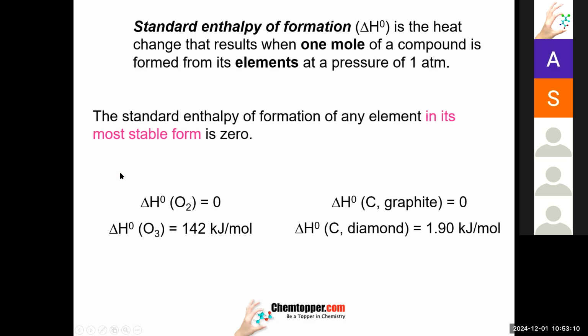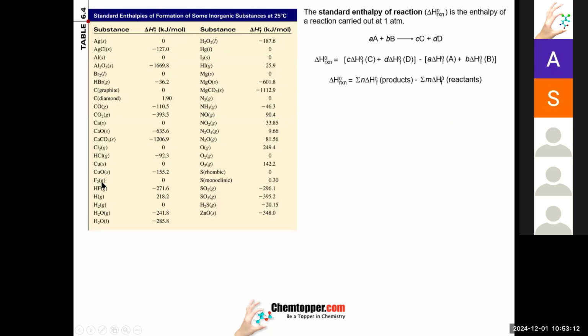Now we are going to practice a few equations for the formation. Can you write down the delta H naught formation reaction for liquid water? Yes, please. Write down the formation reaction of liquid water. So what are the elements, Arnav? What are the elements here?